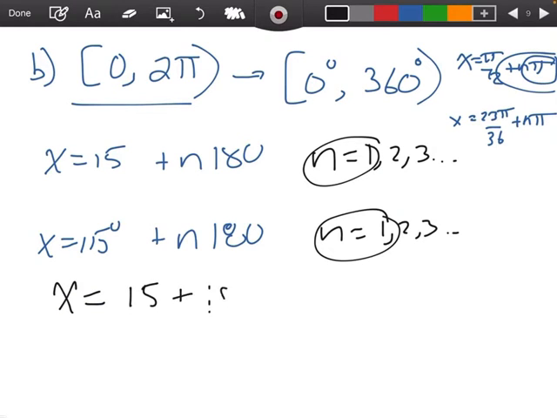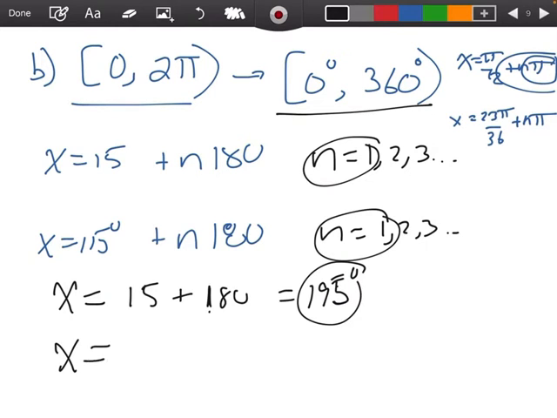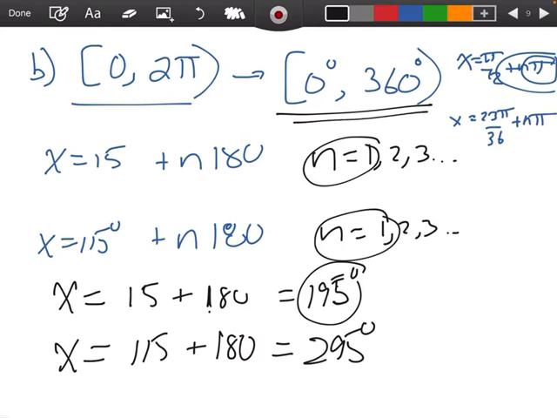When n equals 1, I'm going to have 15 degrees plus 180 times 1, still 180. That's going to be 195 degrees. Well, this answer is in this interval. That's going to be one of my other answers, okay? And then let me do the same thing over here. 115 degrees. Remember, I'm still doing n equals 1 plus 180. This is now going to be equal to, what is it, like 295? 115 plus 180. Yes, 295. This is still on that interval from 0 to 360.